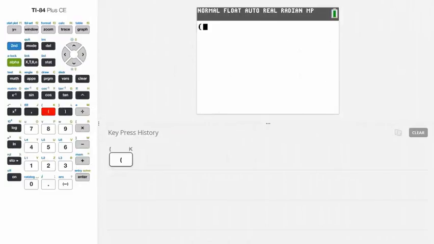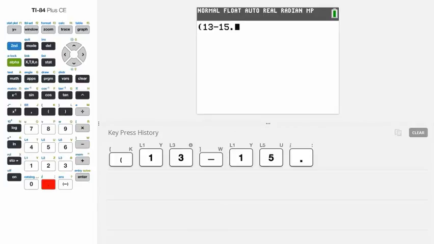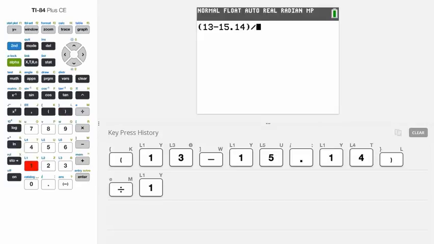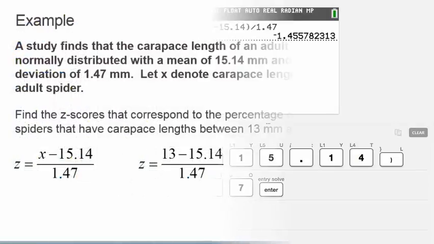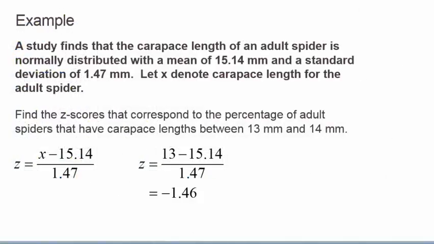Going to our calculator, I start with parenthesis 13 minus 15.14, close parenthesis, divide 1.47. Enter. Now I want to round this to 2 decimal places, so my answer is -1.46.